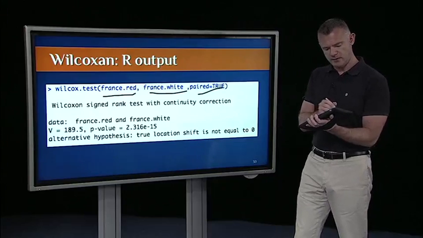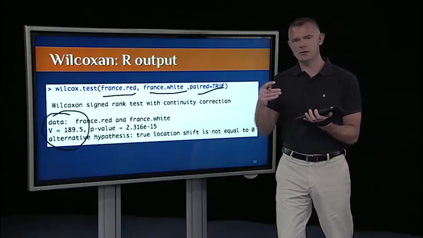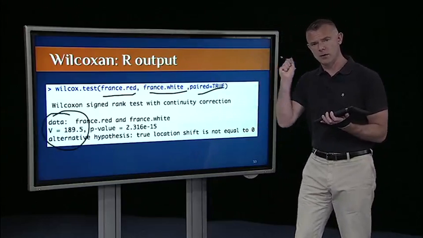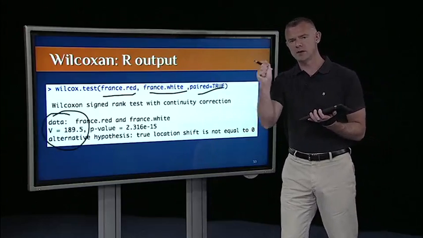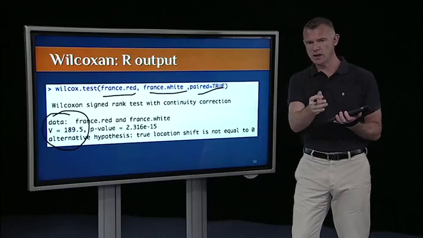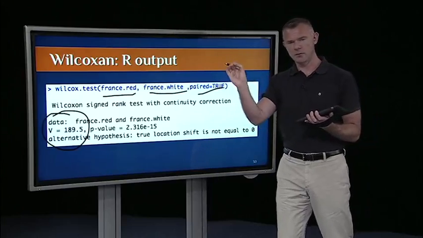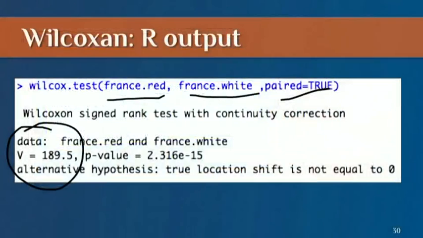And this V is the value of the sum of the product of sign times rank. Remember, we took each sign times the rank, got the product, summed them. That gave us this value V, which in this case is 189.5. It's really high because there is a strong preference for the whites, right? And that gives a very low p-value.